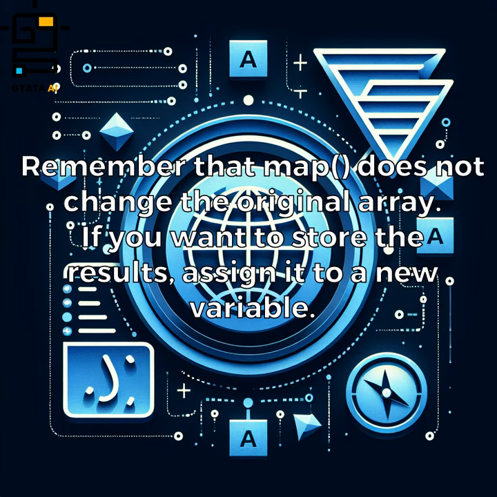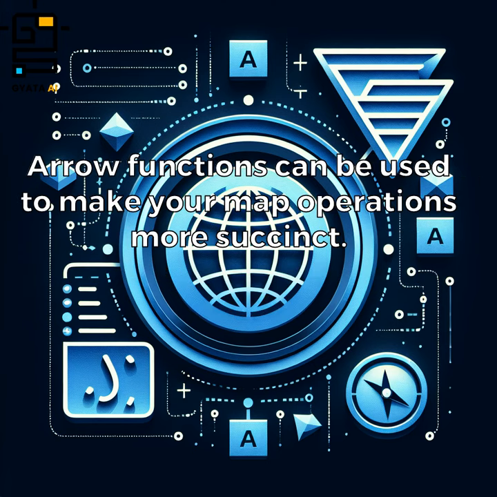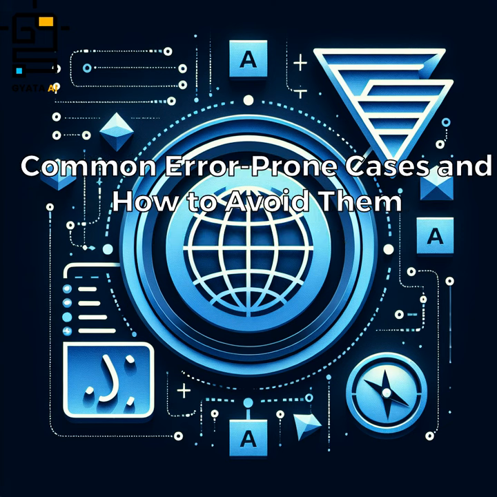Tips and tricks. Remember that map does not change the original array. If you want to store the results, assign it to a new variable. Arrow functions can be used to make your map operations more succinct. Common error-prone cases and how to avoid them.